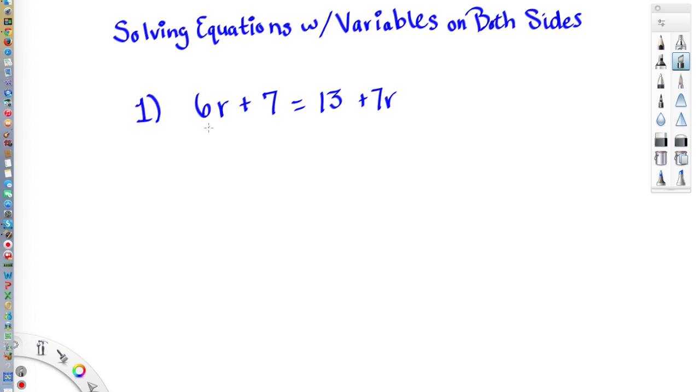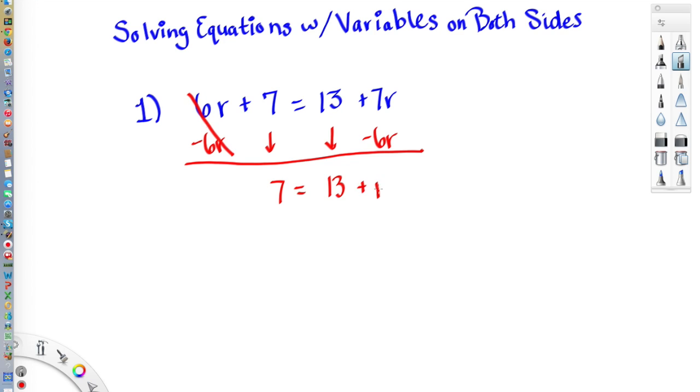My strategy here is I usually subtract. If I notice I have fewer r's on one side, that's what I'll go after. Over here I have 6 r's, so I'm going to subtract that. And when I do that, I have to do it to the other side. What's nice about this is it'll leave a positive number of r's on one side of the equation. All the r's are gone on this side: 6r, take away 6 r's. So I bring down my 7, and that will be equal to 13. And if I have 7 r's and I take away 6 r's, that'll leave me with 1 r, or just r. Now I have a simple one-step equation.